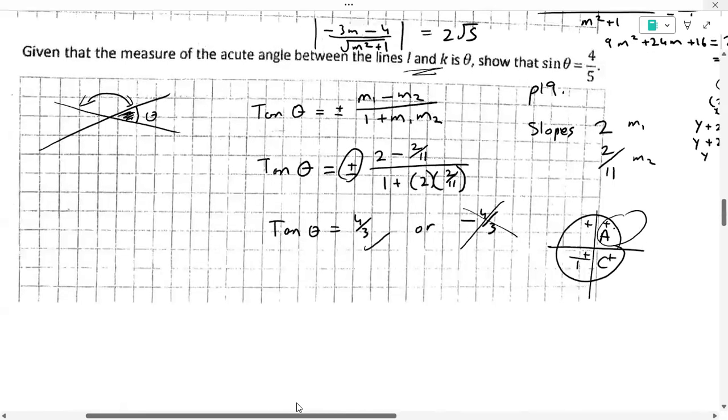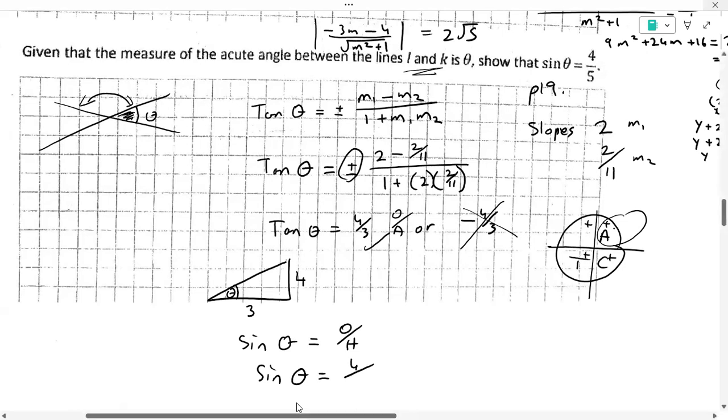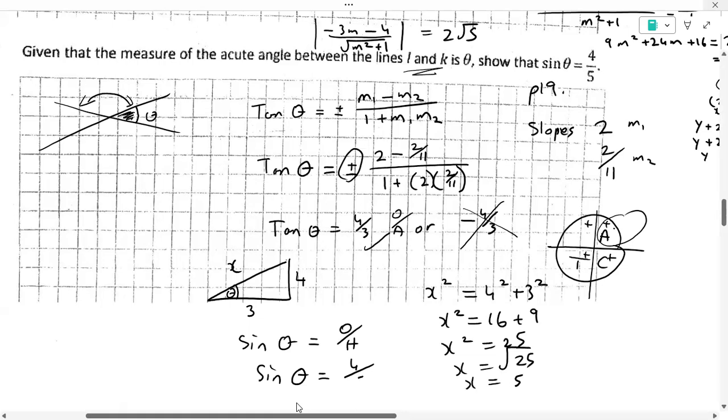Now, how do we make the connection with sine? Well, the best thing to do is just draw a sketch. If this is theta, now teachers often annoy, O/A, opposite over adjacent. Now, if I want to do sine of theta, summer's often hot. Sine of theta is going to be opposite 4 over the hypotenuse. Now, I don't have the hypotenuse, but I can easily get it using Pythagoras. X squared is equal to 4 squared plus 3 squared. X squared is equal to 16 plus 9. X squared is 25. X is the root of 25, so X is 5. So that ends up being 4/5, which is exactly what we needed.